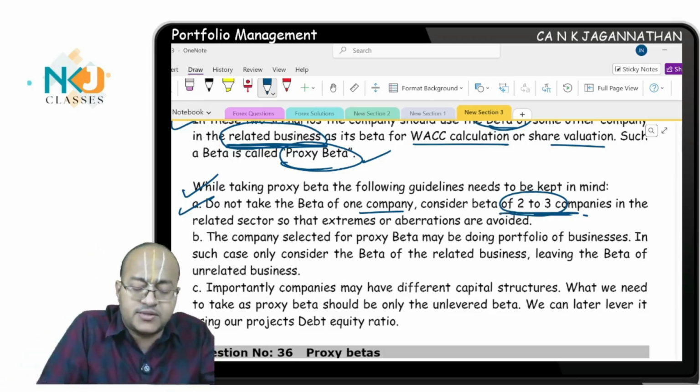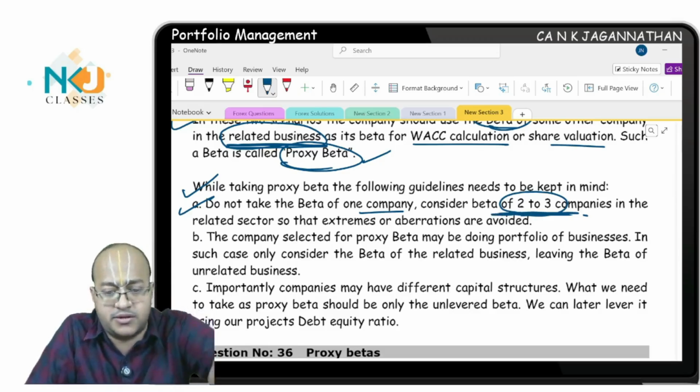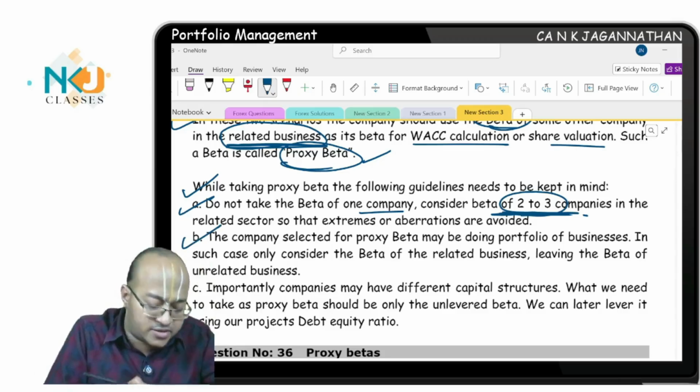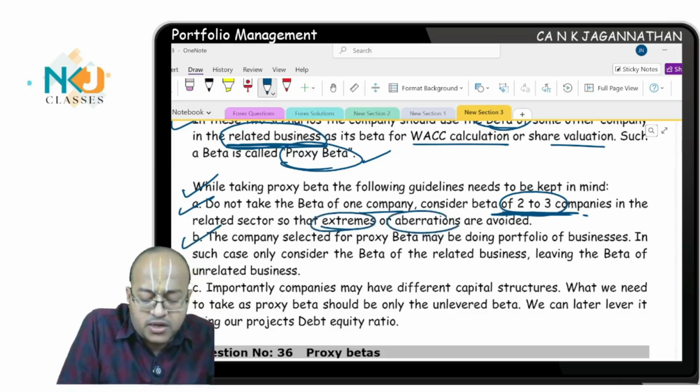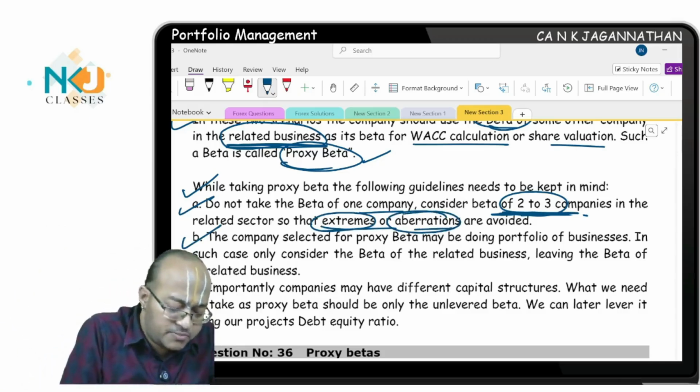The point is, one single company's beta you should not consider and come to the conclusion that this is the business risk. Are you understanding? You should take an average, 2-3 companies' average. It will remove the aberrations or extremes. It will automatically remove them, average will be superior.